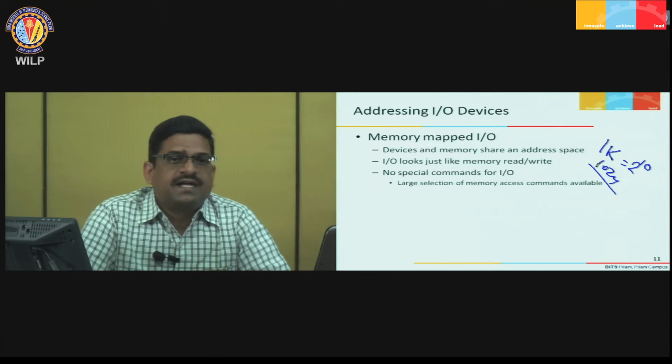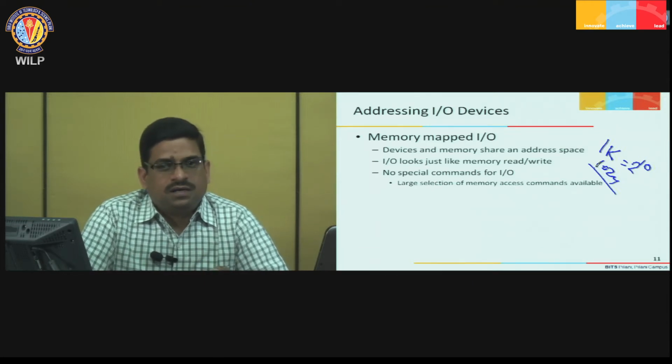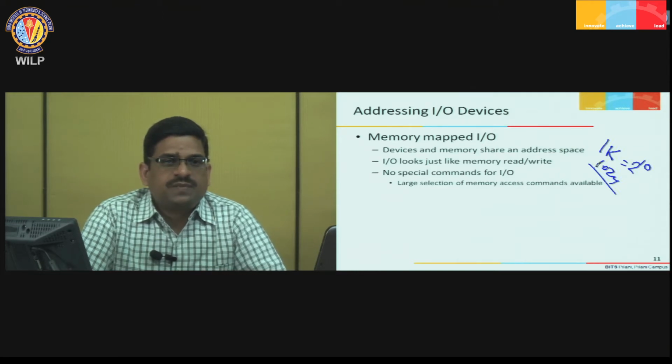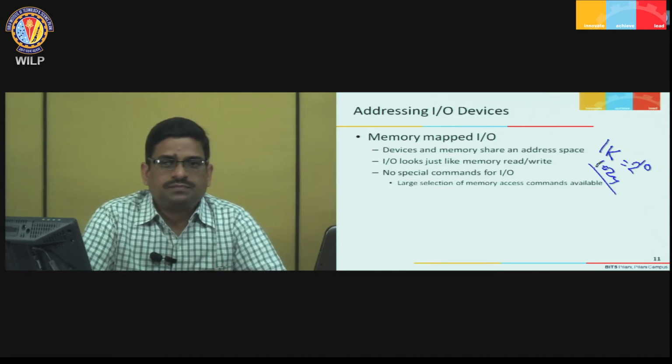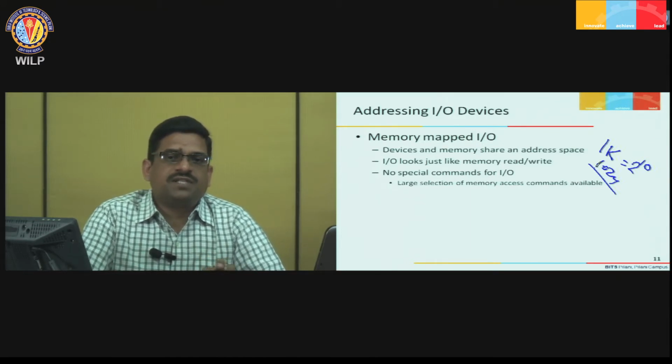So what exactly is the address? For each device you have the data register and the status register, and that will be the address. Maybe one device consumes 2, 3 or 4 addresses, depending upon the buffer size and other control circuitry, and that is taken care of by the IO module associated with that particular peripheral device. So what is the advantage of this memory mapped IO?